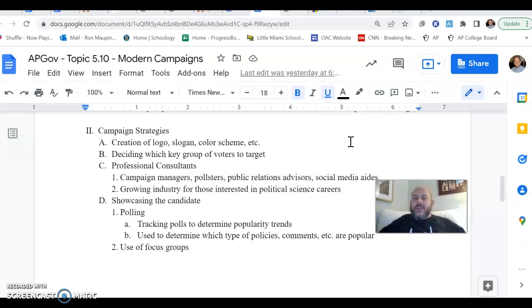And so what might seem like minutia is actually closely monitored by the PR folks and the pollsters and people like that to help guide that candidate on the campaign trail to repeat the sound bites that are popular, to avoid topics that might be too contentious, things like that. And of course, it's not just traditional polling, but the use of focus groups.